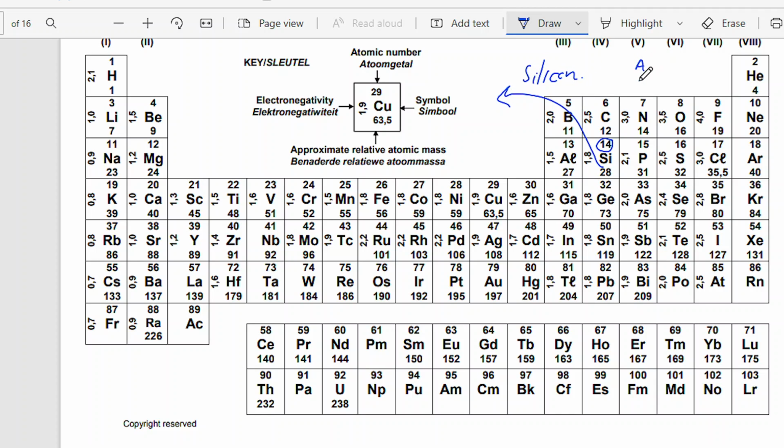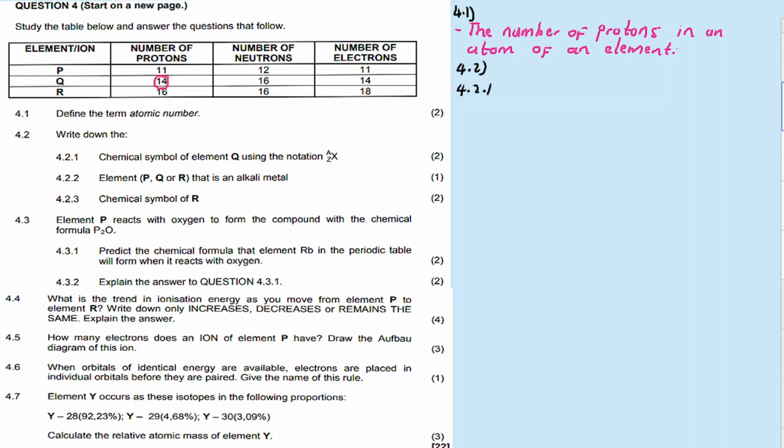Silicon. But they ask for the notation AZX. This is the atomic mass, and then this is the atomic number. So 28 is A, and 14 is Z, right? So our answer here is silicon, 28 over 14: 28 is A, the atomic mass, and 14 is Z, the atomic number.